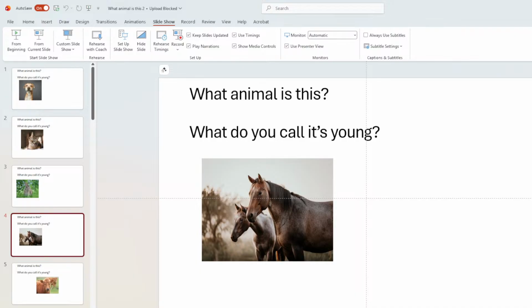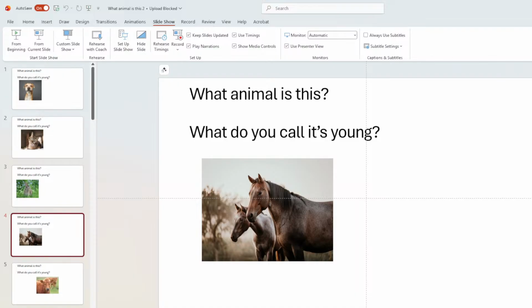F-O-A-L, foal. But if you want to be specific, if you are specifically referring to a female young one of a horse, those ones are known as fillies. It's a filly. F-I-L-L-Y. A filly. Foal.